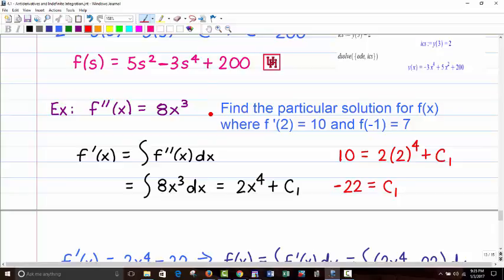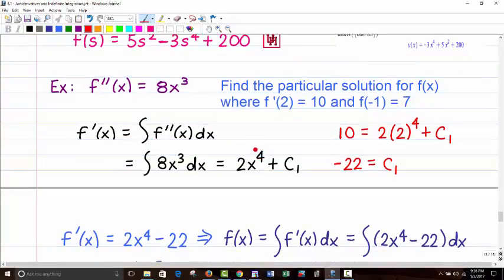Here's one where you can actually work it back two steps. You can start with the second derivative. So technically, you think just like you go forward with the derivatives, reverse is the same. The first derivative is the antiderivative of the second derivative. So I take the antiderivative of 8x cubed.